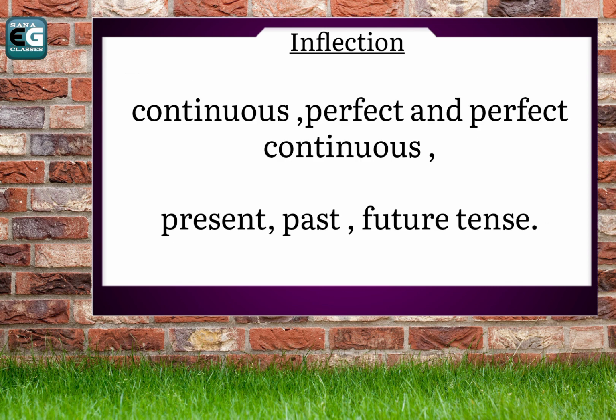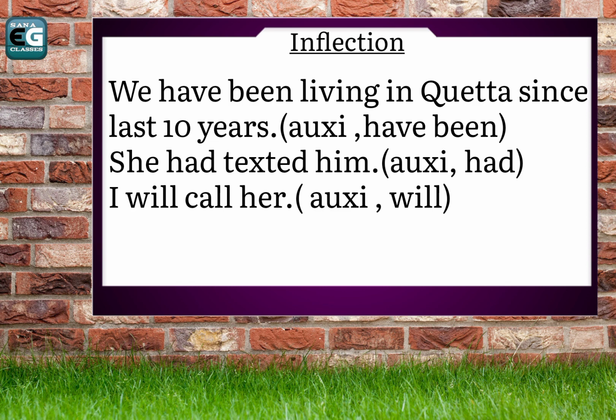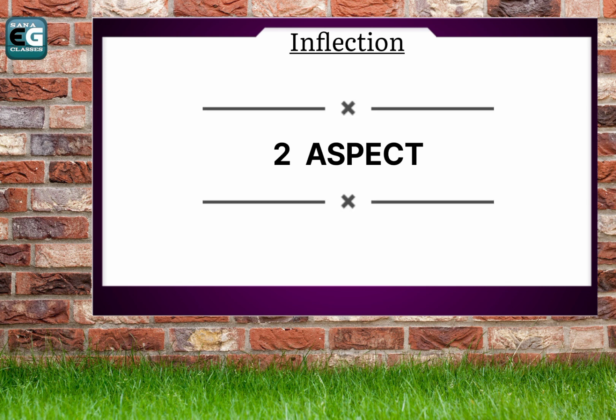cup of tea. Using auxiliary verbs and verb participles, we can also create continuous, perfect, and perfect continuous forms of either present, past, or future tense. For instance, we have been living in Quetta since last 10 years. Auxiliary verb have been, she had texted him. Auxiliary verb had. And lastly, I will call her. The auxiliary verb will.